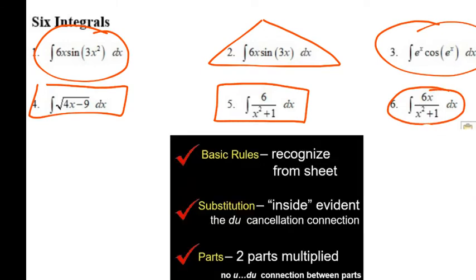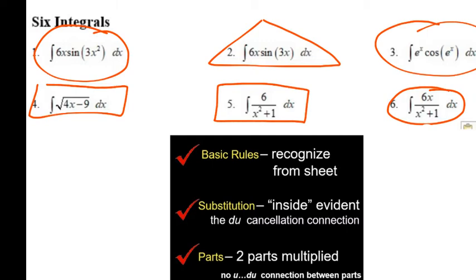So take a look at this little slide. It's a nice way to kind of organize your 3 ideas. Ultimately, basic is going to be a problem that you have to recognize. Also, there's really not 2 functions. There's only going to be 1 function in the problem.